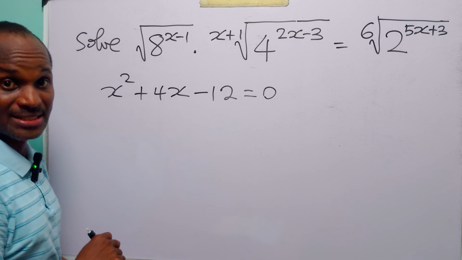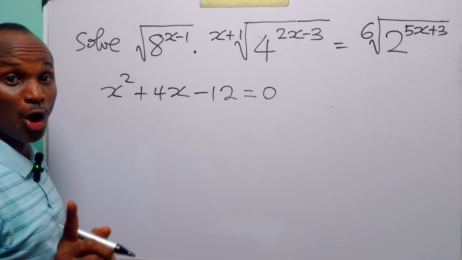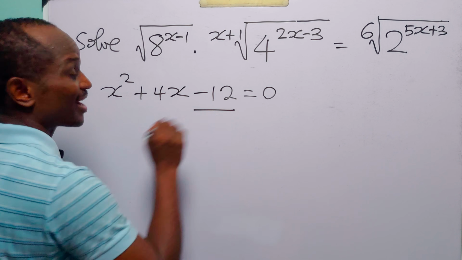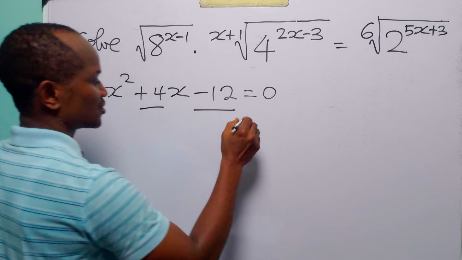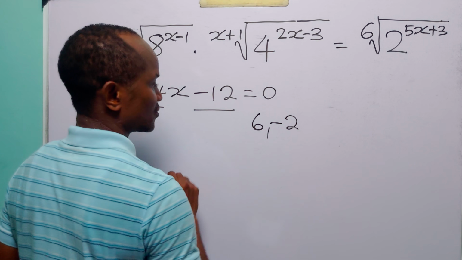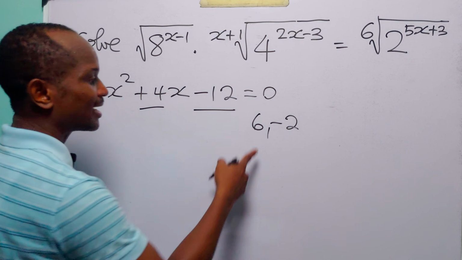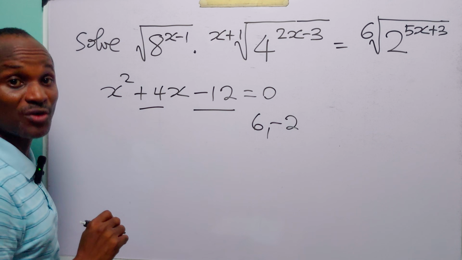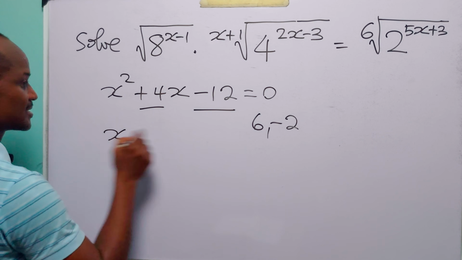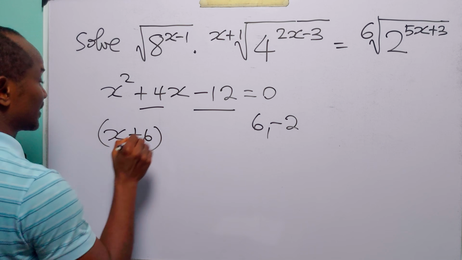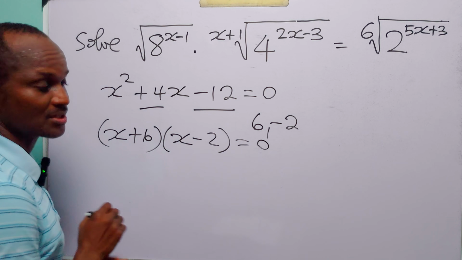Now we can solve this quadratic equation by factorization. Since the coefficient of x squared is 1, all we need to do is to find the factors of minus 12 that add up to plus 4. And of course, we have 6 and minus 2, because 6 times minus 2 is going to give us minus 12, while 6 minus 2 is going to give us 4. So when we factorize this left-hand side, we have x plus 6 times x minus 2 is equal to 0.